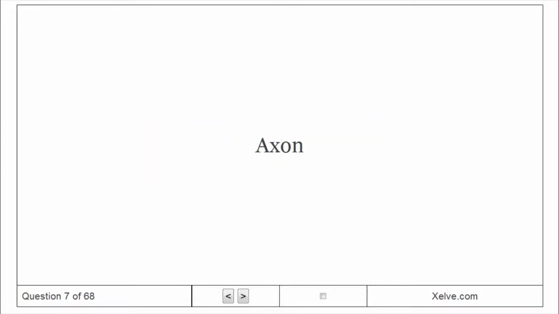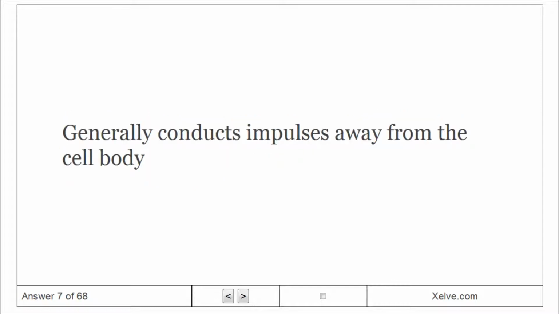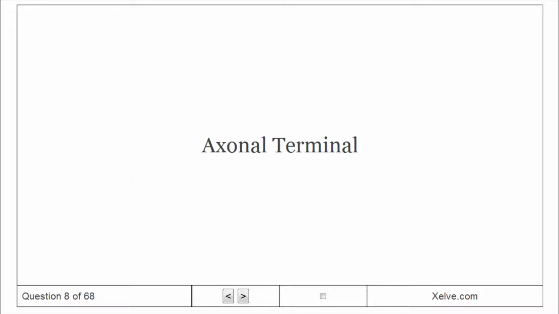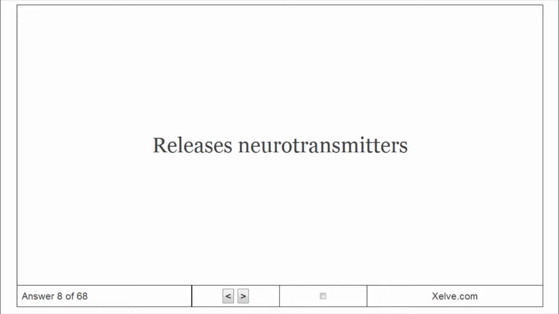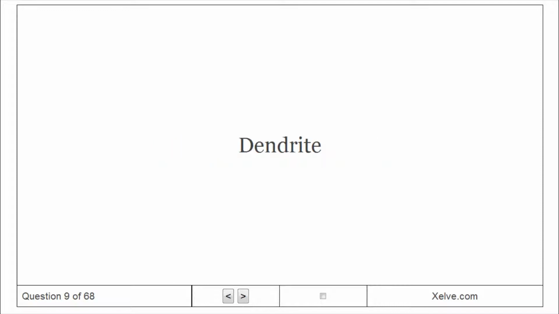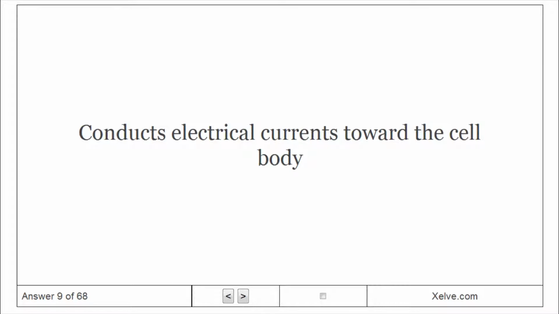Axon. Generally conducts impulses away from the cell body. Axonal terminal. Releases neurotransmitters. Dendrite. Conducts electrical currents toward the cell body.